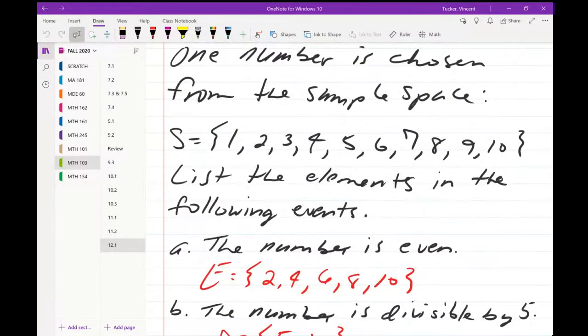All right, so one number is chosen from the sample space of 1 through 10. So we have 1, 2, 3, 4, 5, 6, 7, 8, 9, 10. List the elements in the following events. The first event, the number is even. The elements out of your sample space that are even would be 2, 4, 6, 8, and 10.